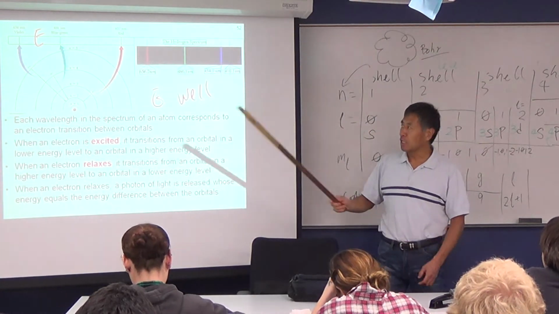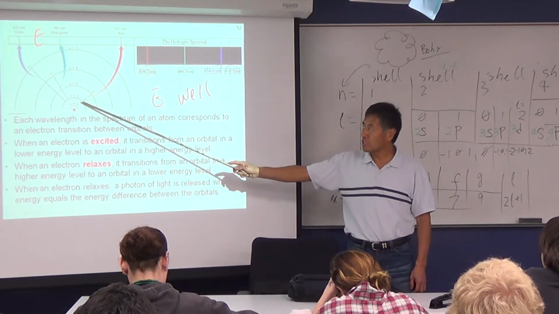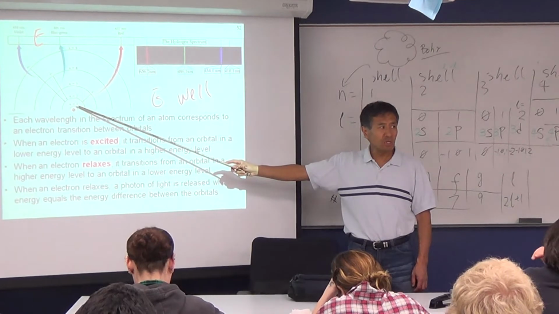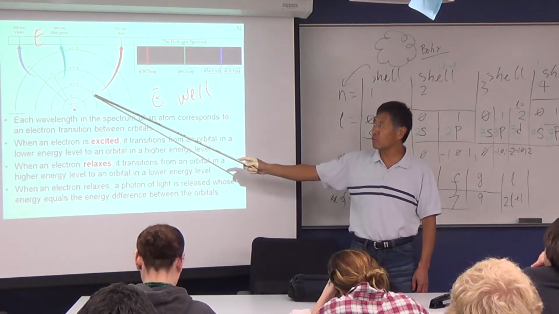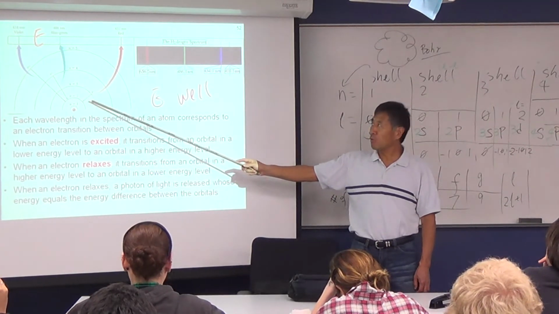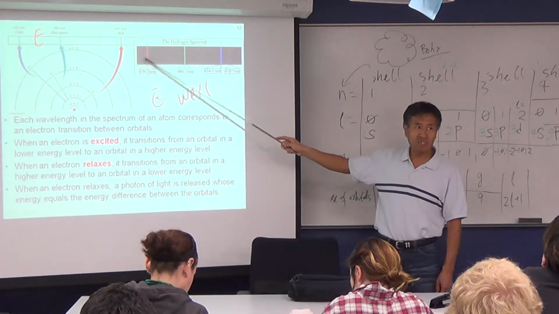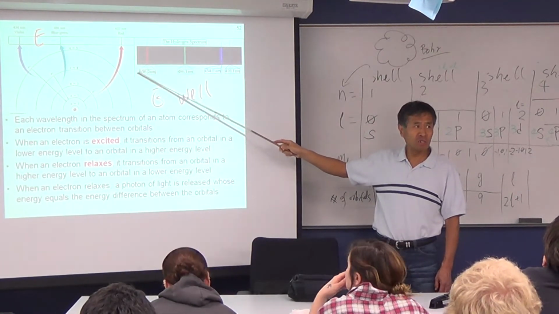Obviously, if your electron starts at 2 and goes to 3, it will absorb those wavelengths, called the red light.